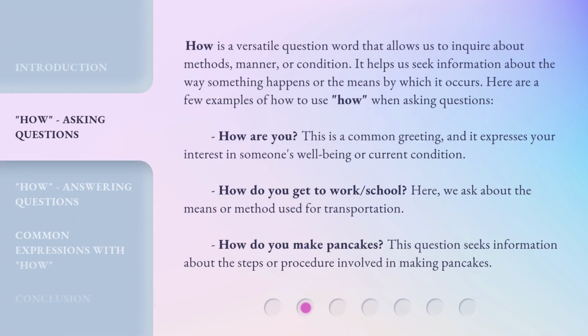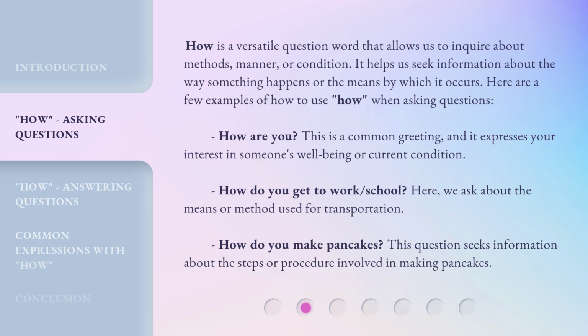How is a versatile question word that allows us to inquire about methods, manner, or condition. It helps us seek information about the way something happens or the means by which it occurs. Here are a few examples of how to use how when asking questions.